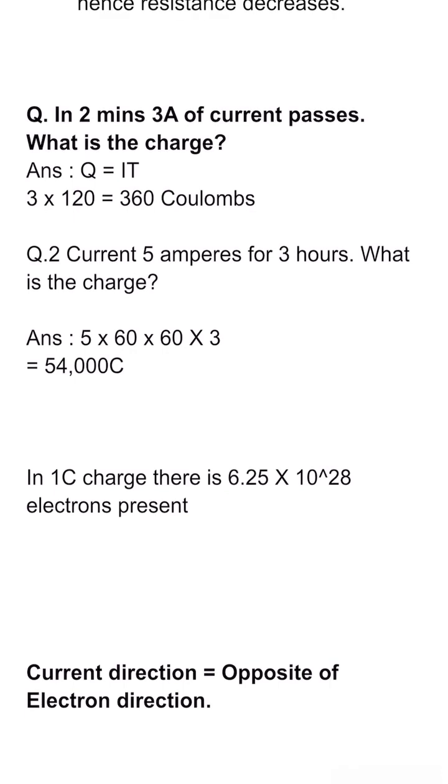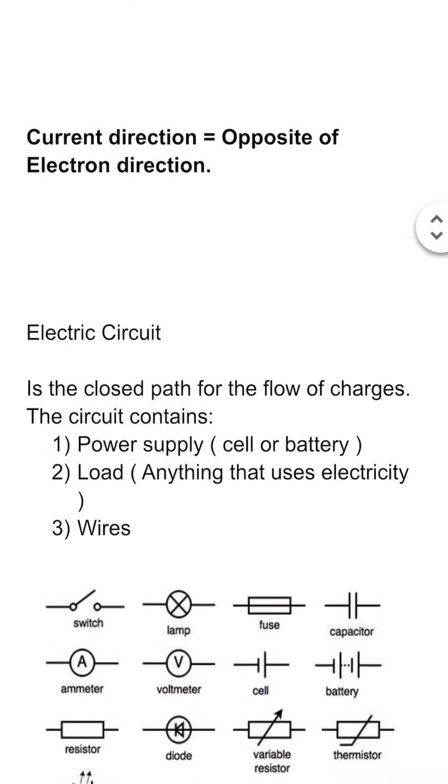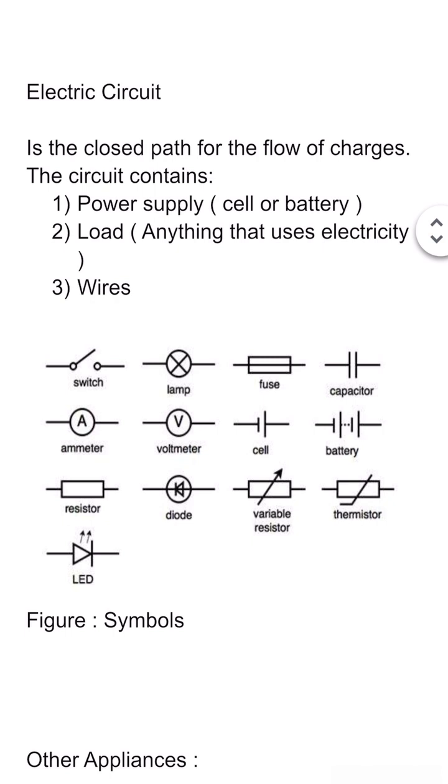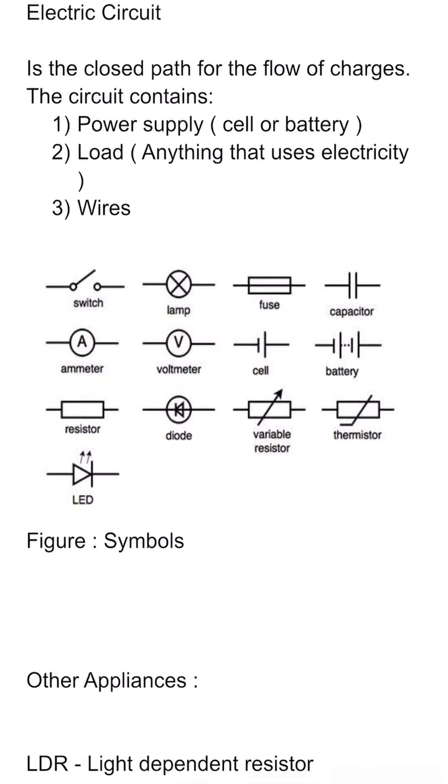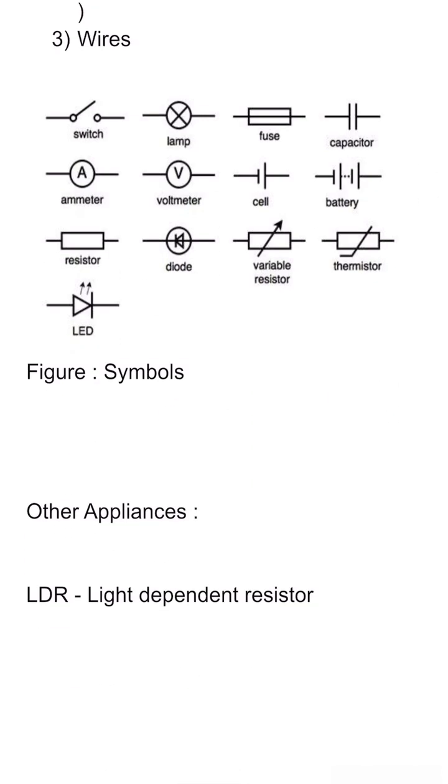We should also remember that in 1 coulomb of charge there are 6.25 into 10 to the power 18 electrons present, which is quintillions. That's a huge number. Current direction is the opposite of electron direction, which is another thing you need to know. And for the electrical circuit symbols and everything, I repeated those over here again.